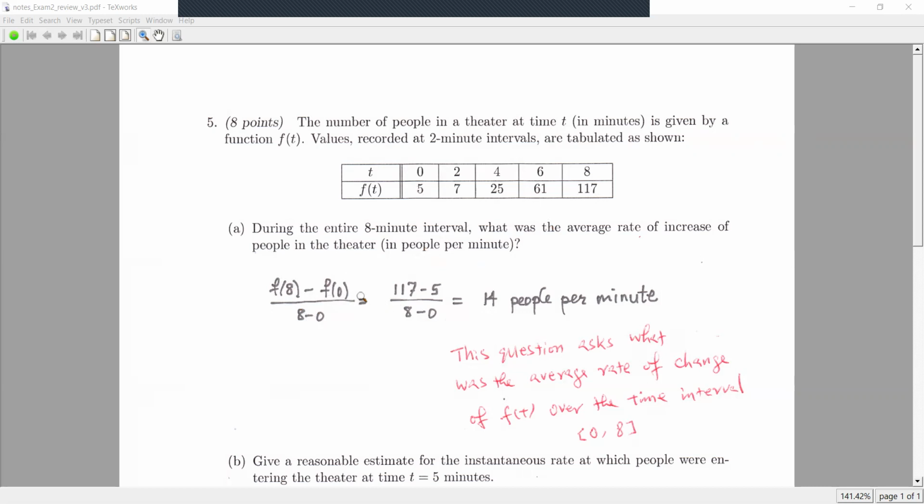So I have this equation. By calculator, this number is 14. So the answer is 14 people per minute.